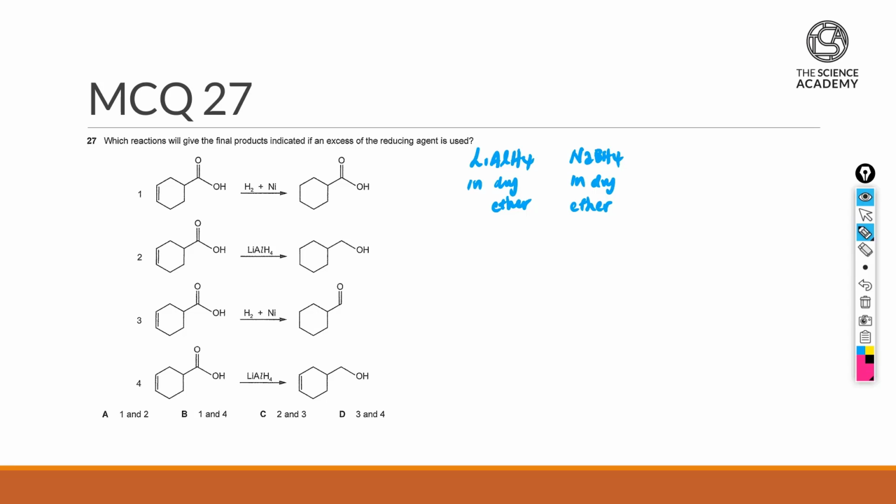And then we move on to using hydrogen with nickel at 200 degrees Celsius, as well as hydrogen with platinum at RTP. Now, the functional groups that can be targeted for reduction include aldehydes, which will work with lithium aluminium tetrahydride, sodium borohydride, hydrogen with nickel at 200 degrees and hydrogen with platinum at RTP. And it does give us a primary alcohol upon reduction.